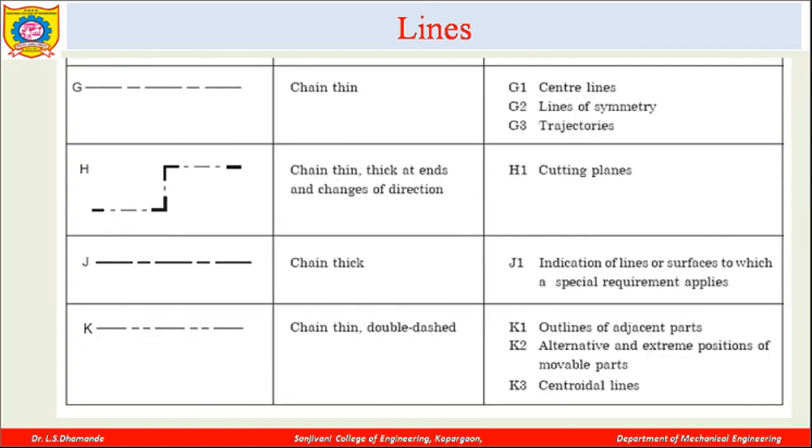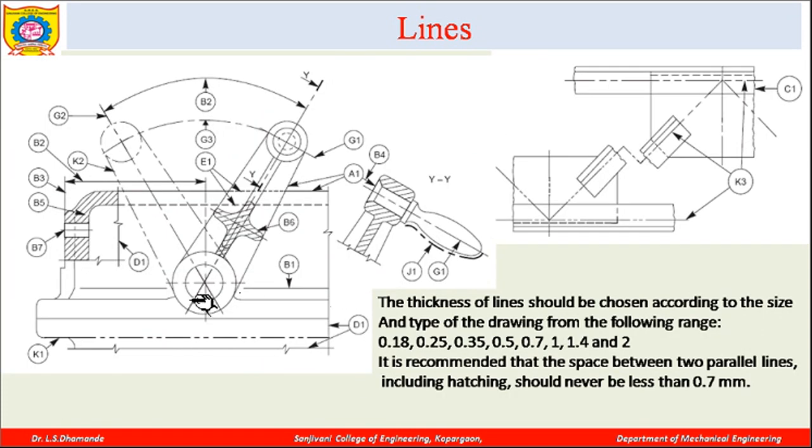Next is the G line, that is called a chain thin line. Here you will find long dash, short dash, long dash, short dash. So chain thin line is generally used for showing the center lines of drawings, or a line of symmetry is shown like this, or trajectories are shown like this. So G1, G2 and G3 are there. You can see center lines here, indicated by G2. Then G3, this one, long dash, short dash, for vector lines or trajectories.